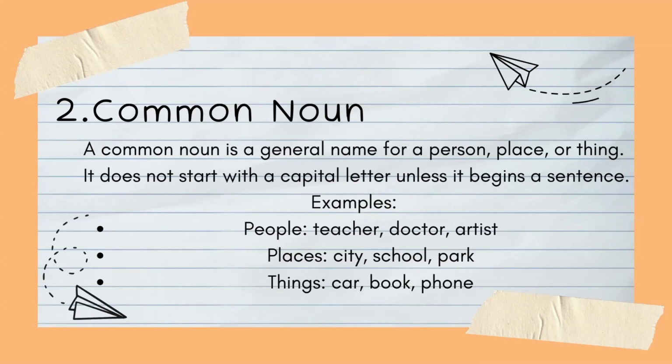2. Common noun. A common noun is a general name for a person, place, or thing. It does not start with a capital letter unless it begins a sentence. Examples: people, teacher, doctor, artist. Places: city, school, park. Things: car, book, phone.